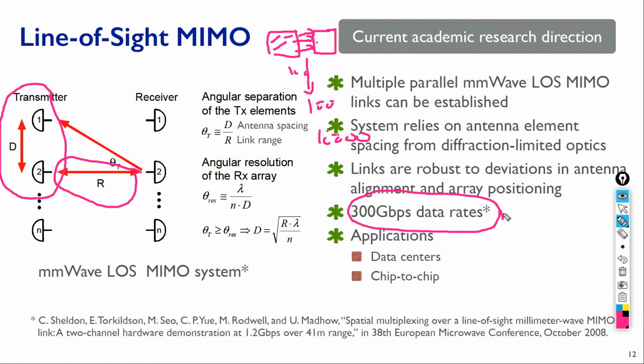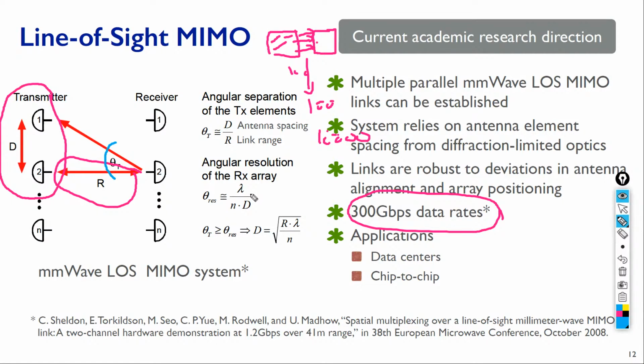And as you can see, for the angular separation at the transmitter, we are talking about this angle. This angle is basically theta T that we care about. Theta T is in the range of D over R. D is the antenna spacing between the antennas, and R is the link range, the distance between the transmitter and receiver. And the angular resolution can be given by this formula.